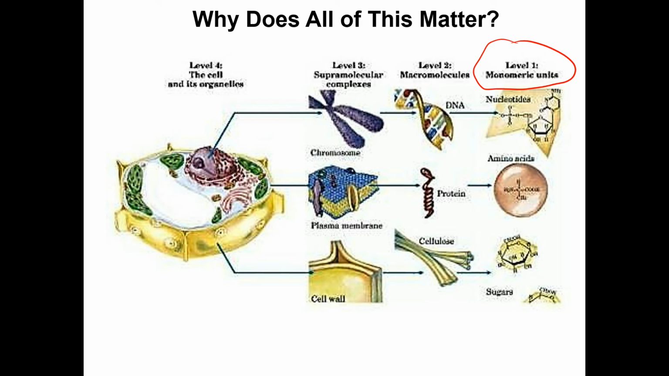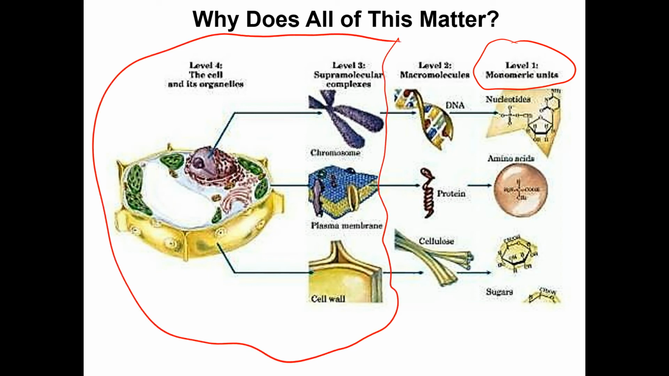And each of these little monomeric units make up things like DNA and proteins and cell wall components like cellulose. And then you have even larger cellular components like chromosomes, plasma membrane, and cell wall. So this is what we're going to start talking about now: all this stuff, the individual components you find in a cell and the cell itself.